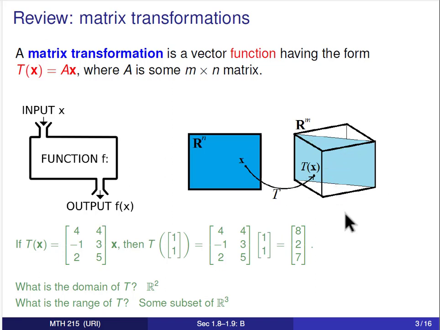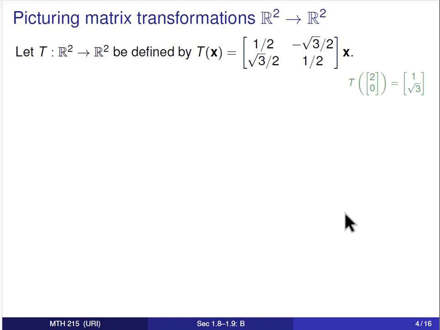Okay. With that introduction, let's move on and talk about what some of these matrix transformations look like. So before we do anything else, we want to understand what these do in practice. And so we're going to start by looking at R2 to R2. We'll make a matrix transformation by setting T of x equal to this 2 by 2 matrix times x.